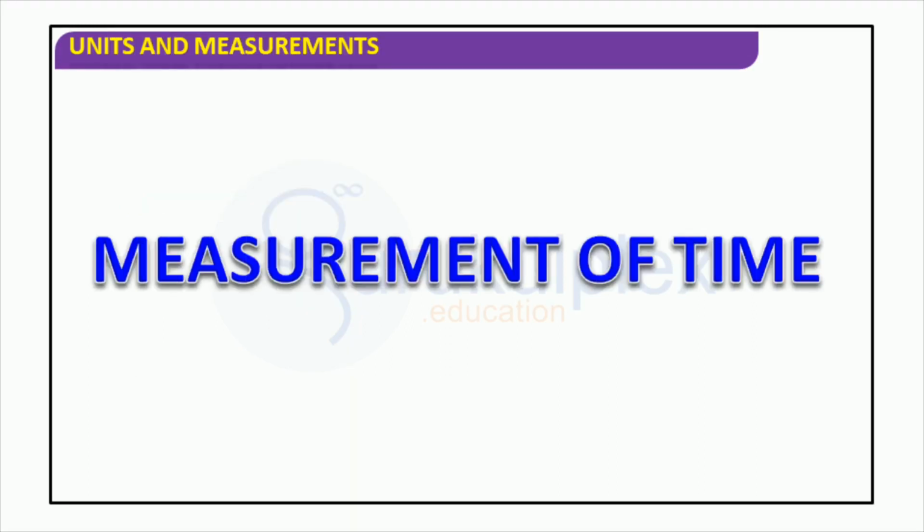Measuring time has been with us since ancient times. Various methods to measure time have been developed, including sundials, hourglasses, and modern atomic clocks. In this lesson, we will look at the different units and measurements used for measuring passing of time.